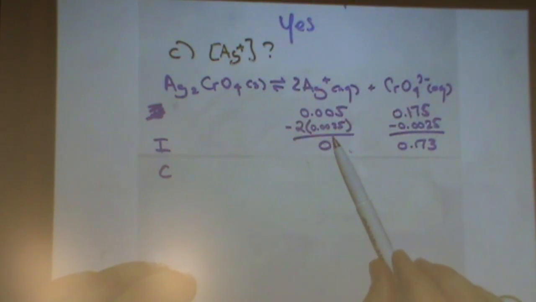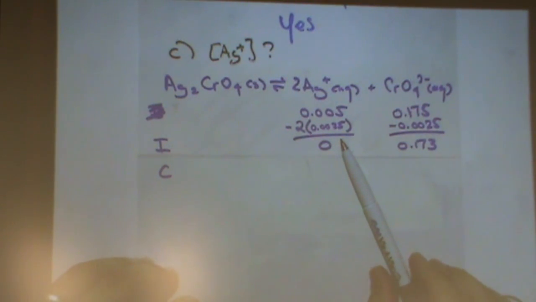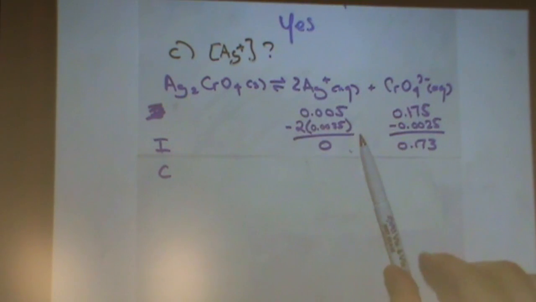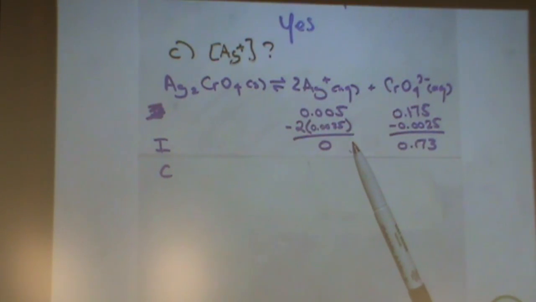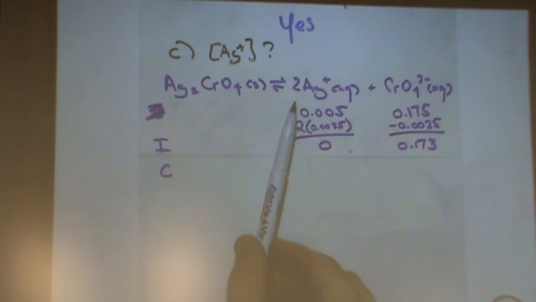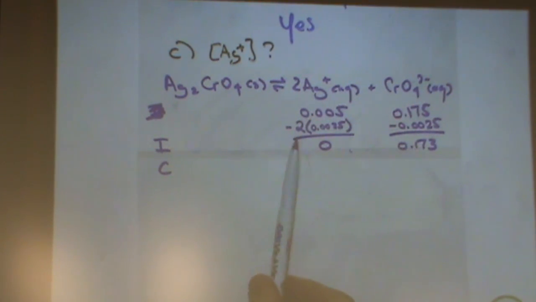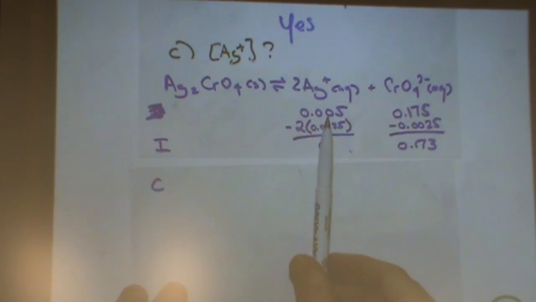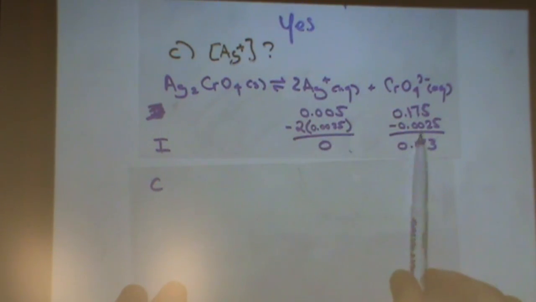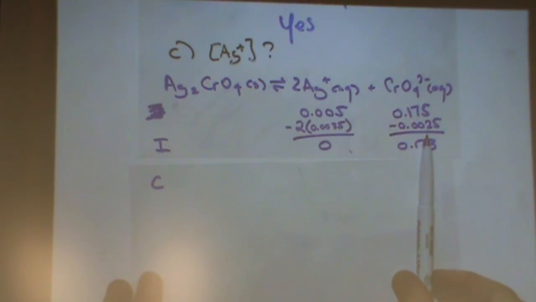Why does this look so weird? Normally I would just subtract 0.005 because I want the smallest number to go down to 0. It's the limiting reactant. However, because of that 2 there, I need to have a 2 because this is a stoichiometry problem now before the ice table. So 2 times what equals this number is basically what I'm asking myself. And so I need that number here. So I have to find out what that is to put it here.